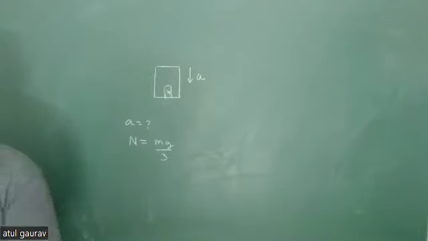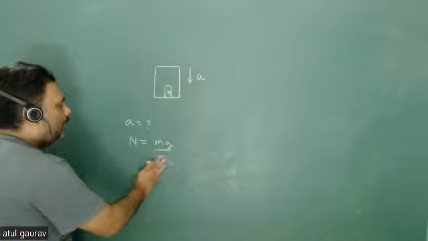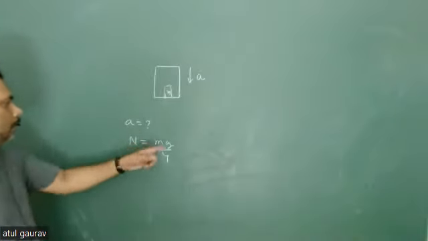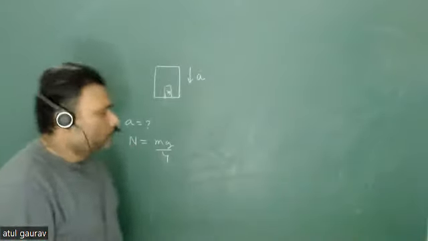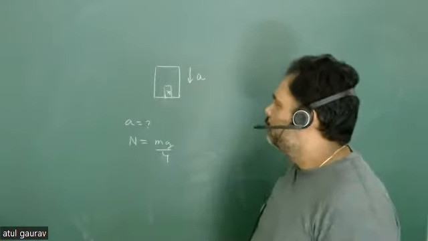Let me just check whether I wrote it correctly. Sorry, normal force will be mg by 4, so that we can get the correct answer. So how much is the normal force? Let it be mg by 4. So normal force will be mg by 4. So what will be your acceleration a?